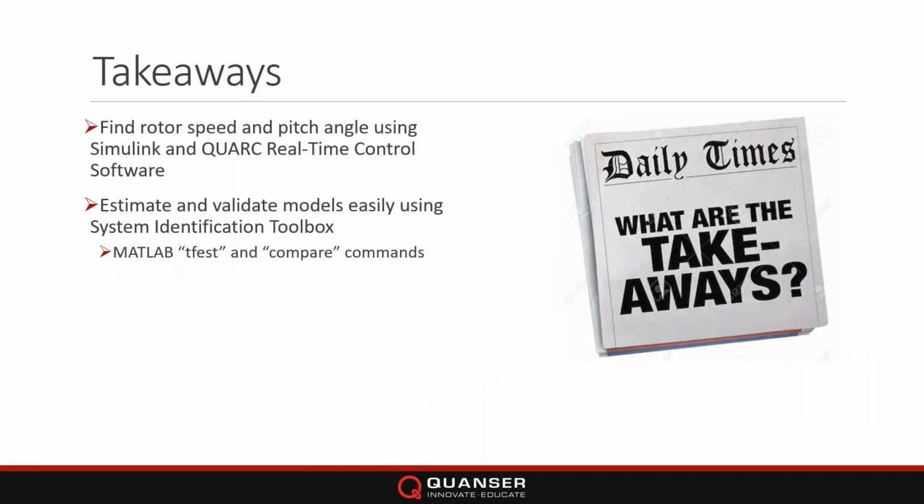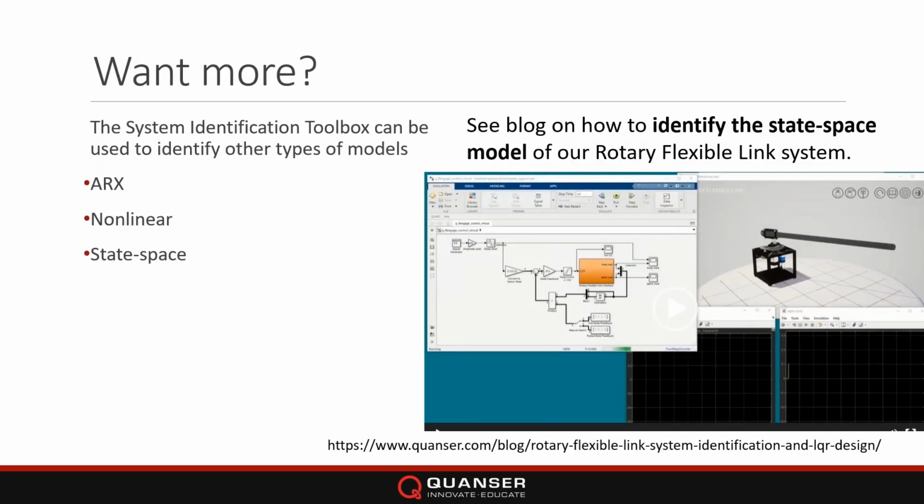So that's about it, guys. System ID. So the takeaways are basically we use Quark, showed you how to read measurements and apply voltage using the Quark software. And as you can see, you're doing all this through Simulink. And you can really quickly estimate and validate models using the System Identification Toolbox, right? So using the TF estimation and compare commands. Now, I'm just using a handful of functions from System ID. It's a huge toolbox. It's been around for a long time and for good reason, right? You've just seen the power of it.